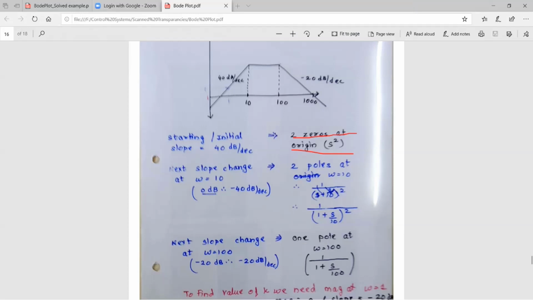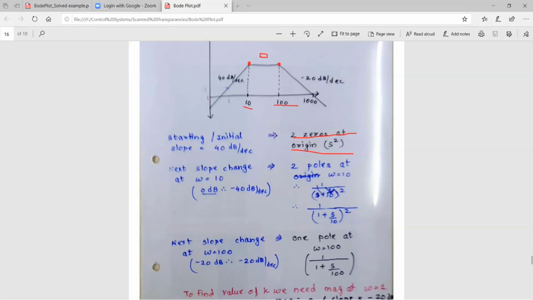Now, the next thing that you are supposed to see is at what point the slope is changing. In your Bode plot, it changes the slope at corner frequencies, isn't it? So 10 is the corner frequency at which the slope is changing, and 100 is the corner frequency at which it is again changing. So at 10 and at 100, there is some factor. Now we will see which factor it is. See, now this is a straight line. Straight line means no slope, so 0 dB.